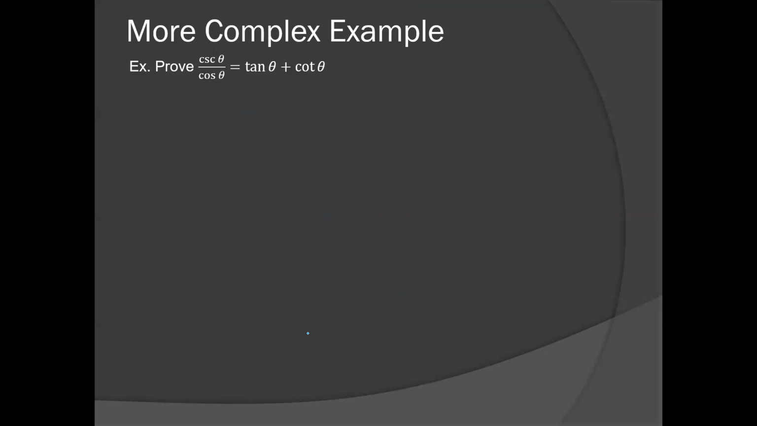So here's a more complicated one. Prove that cosecant theta is over cosine theta. Okay, let's go through this one step by step.